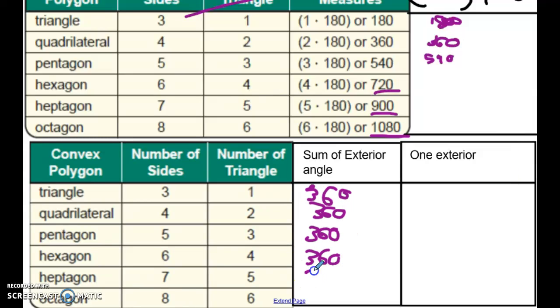Liam, why don't you come over here? So if there are three sides and the sum of the exterior angles is 360, what would one exterior angle be for a triangle? Boom. Excellent. And let's move on to see if he is correct.